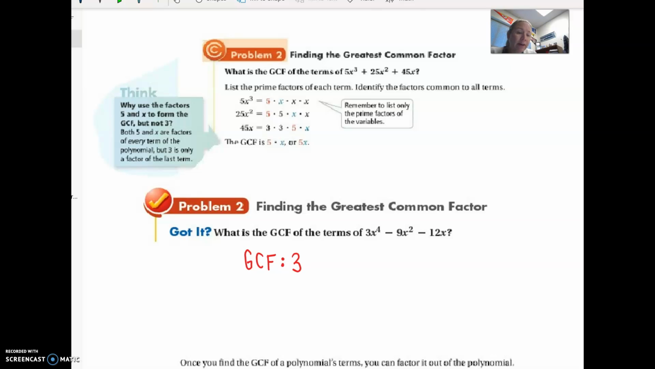And then I look at my variables. And again, the smallest variable is x to the first power. So they at least have one x in common. So I can add that to my GCF. So for this problem, your GCF should be 3x.